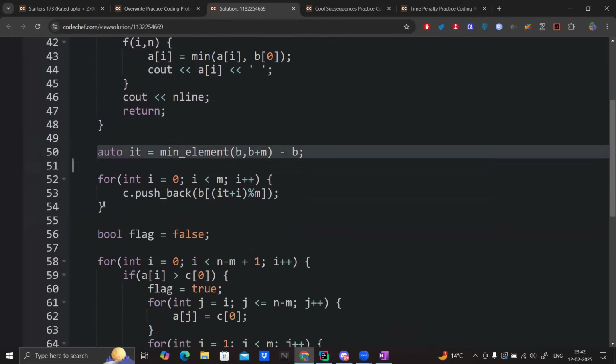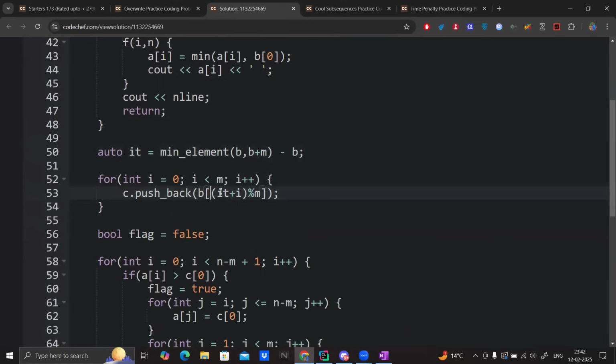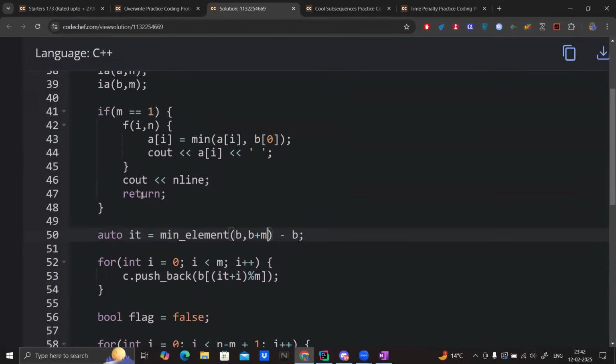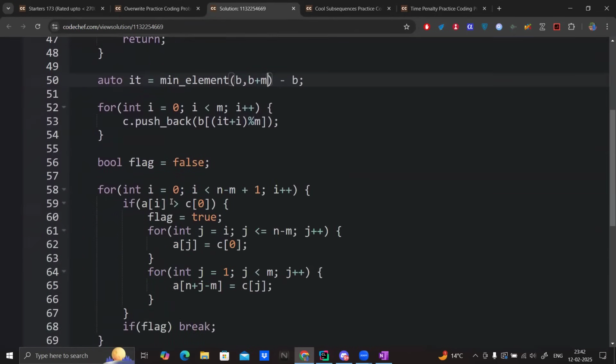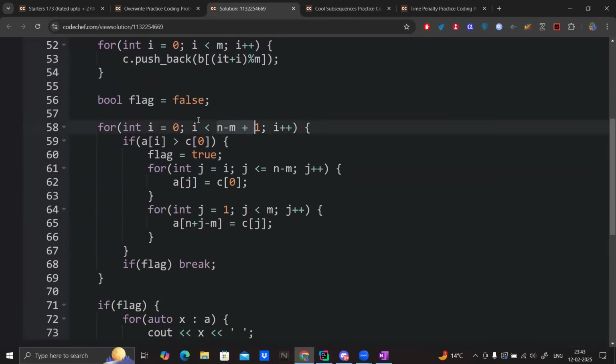Now I am just constructing the cyclic shift of b. So c dot push_back b of (min index plus i) mod m. This actually does the cyclic shift. I use the function min_element to find the index of the minimum element in the array b. So this c now contains the cyclic shift of the array b. Now I just iterate through the array a. I go from i equal to 0 to n minus m plus 1, like n minus m, because that is the last index on which I can apply.